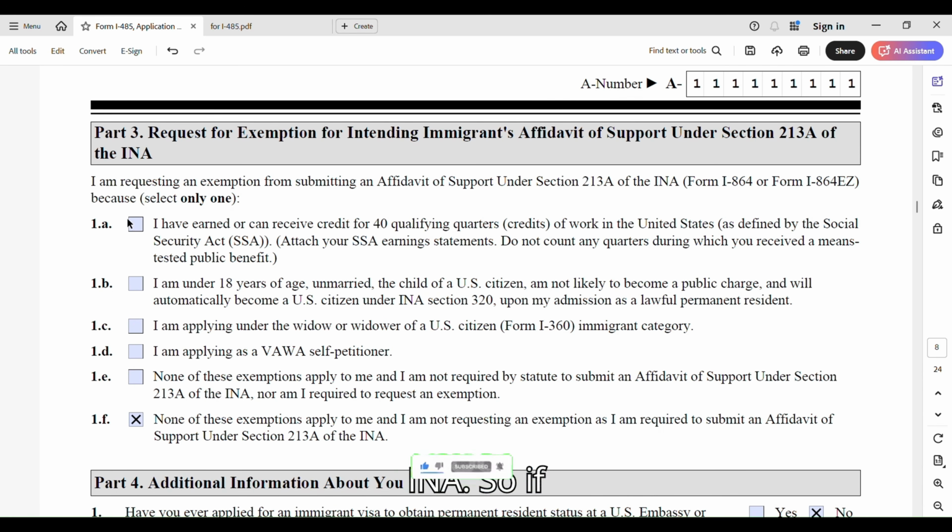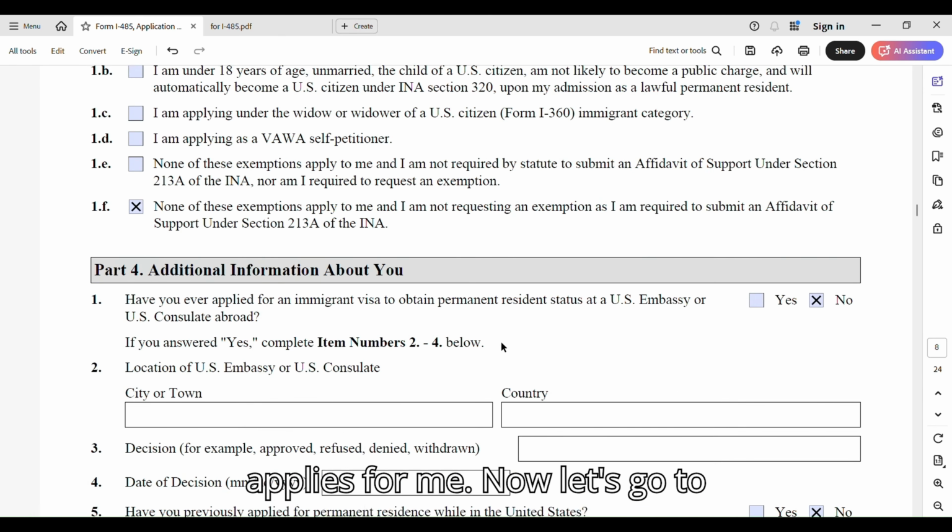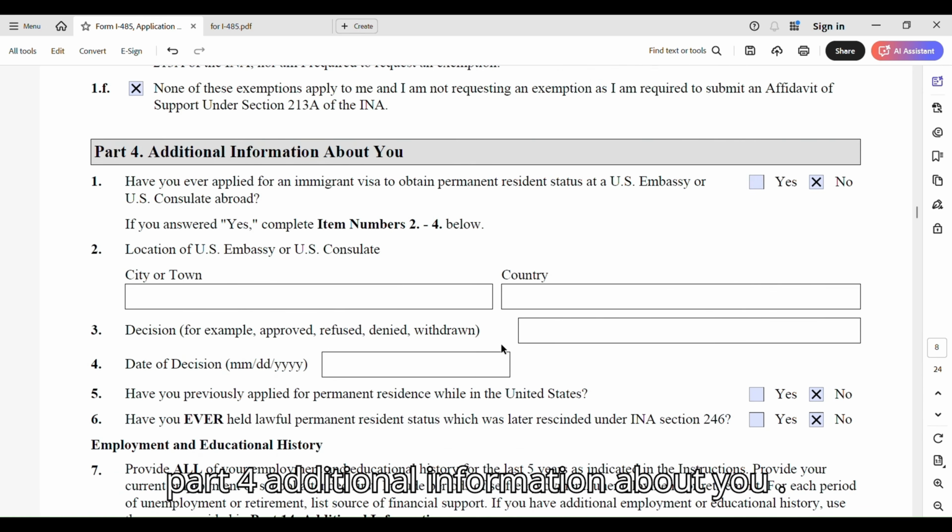So if this applies for you, just check the one that applies for you. In my case, 1F applies for me. Now let's go to part 4.